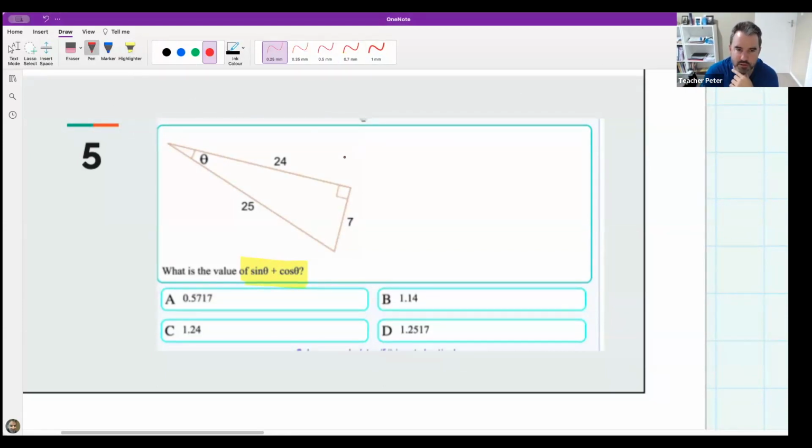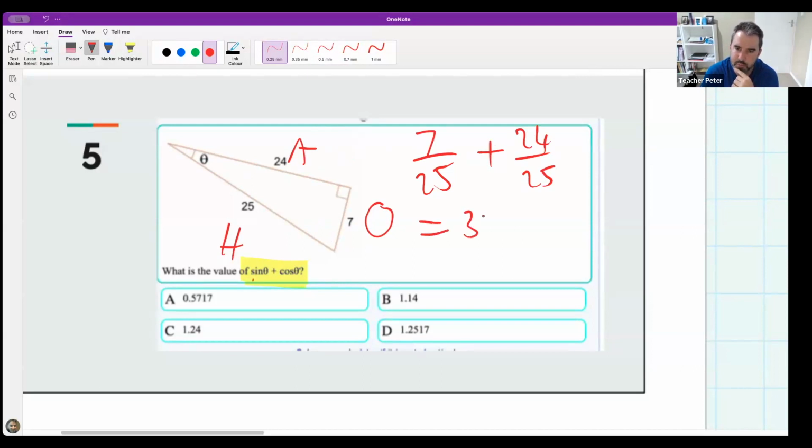Let's have a look. Sine of theta, that's O, that's H, that's A. So 7 over 25 plus 24 over 25, because that's A over H, that's O over H. But I think I'm going to have to get my calculator out here to help me, because they all look kind of the same to me. So I get 1.24, which is C. Okay, so if you can do that, you can do basic trig.